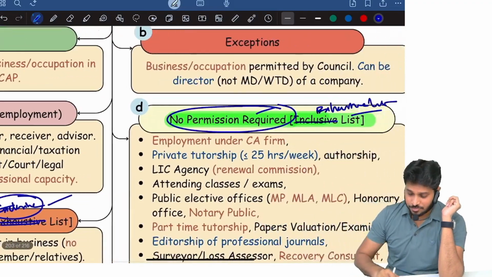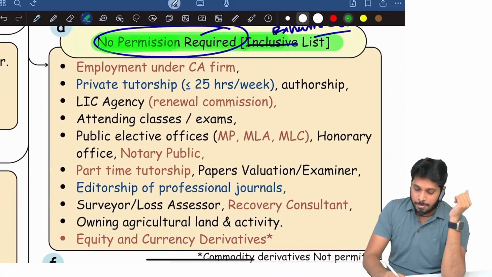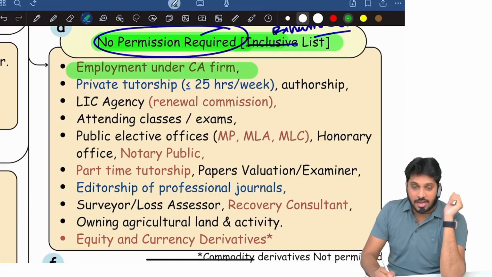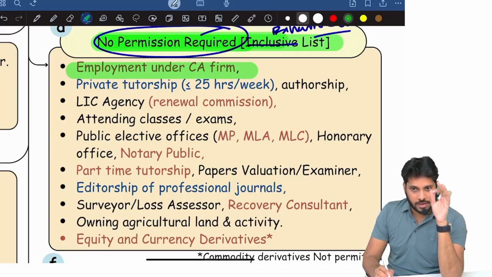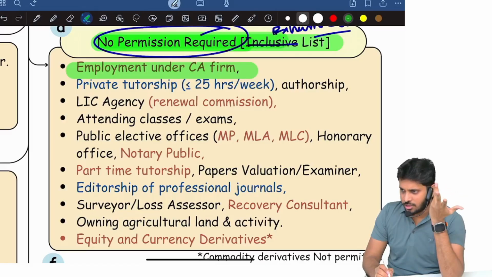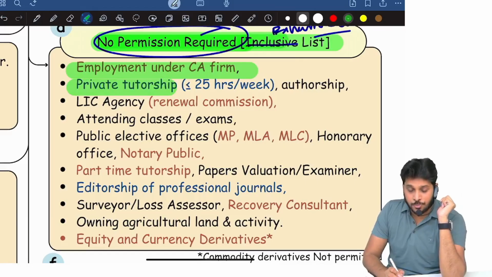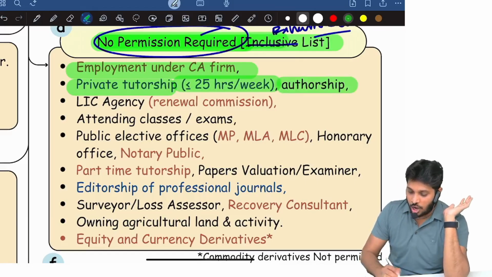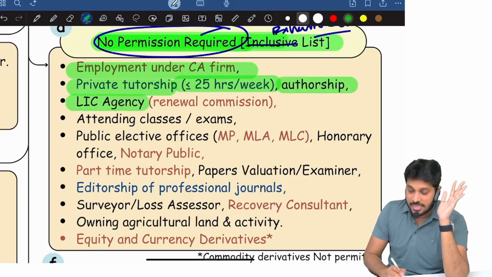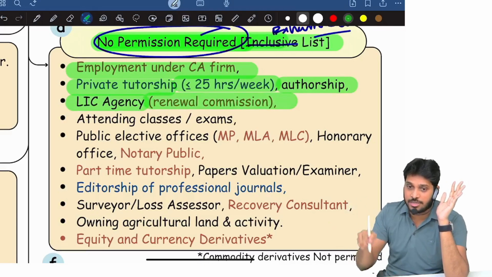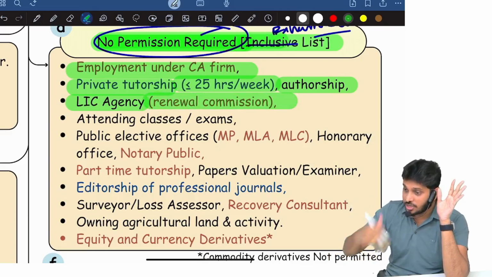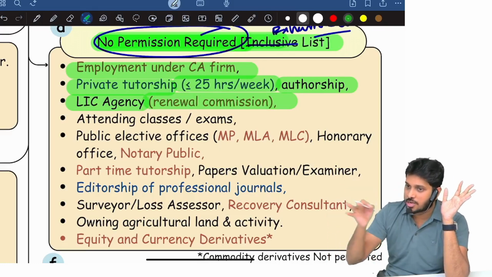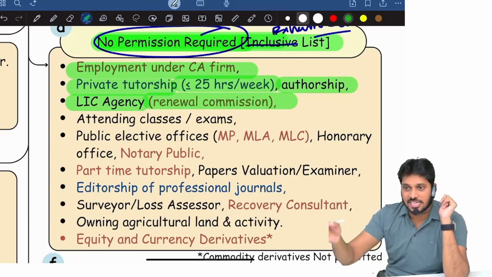Understood? Next. No permission is required when I want to join below another CA, as a paid assistant in another CA firm. I don't have to obtain any permission. If I want to do private tutorship where only 25 hours of lecture per week is there, I don't have to. Authorship, I don't have to get permission. An LIC agency only for renewal commission purpose, not for new business purpose, is permitted. If I'm having an insurance agency, it is permitted.